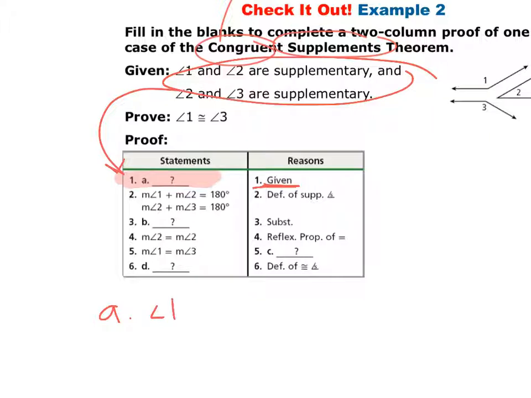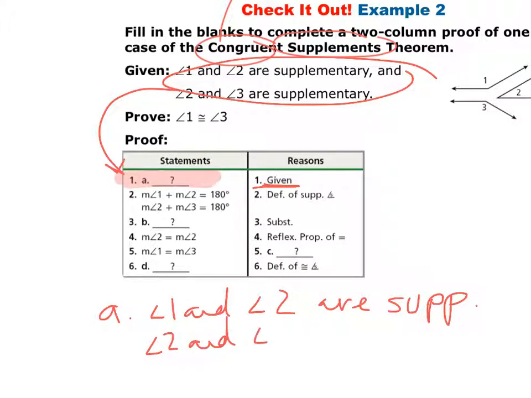So we have angle 1 and angle 2 are supplementary, and angle 2 and angle 3 are supplementary. I just put 1 and 2 equaling. Well, we don't know that they equal 180 yet, because in order to say they equal 180, we need a reason for that. So you're just skipping the first step. Remember, in the first step, you just rewrite the given. And your reason is given, because it was given to us in the problem.